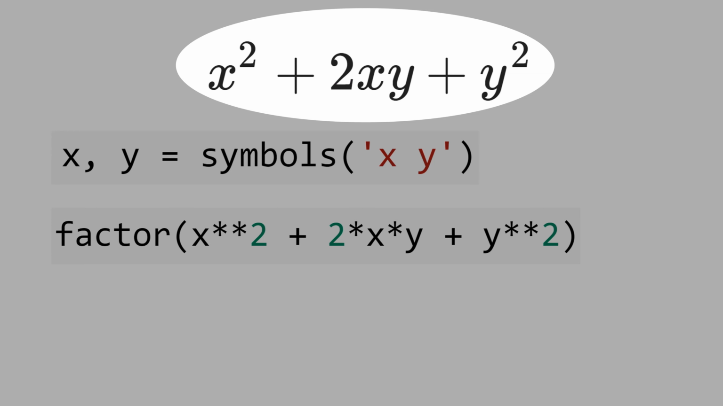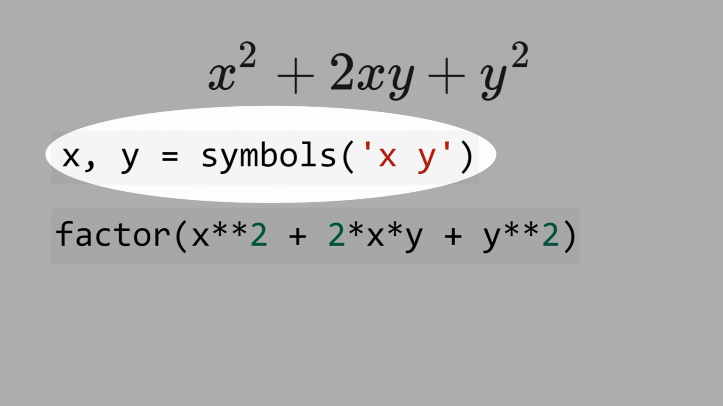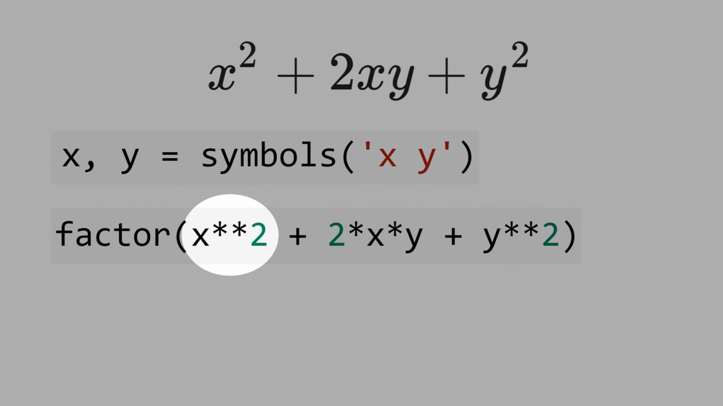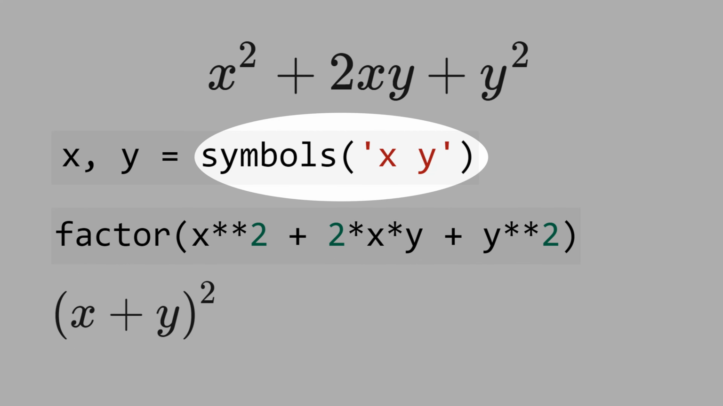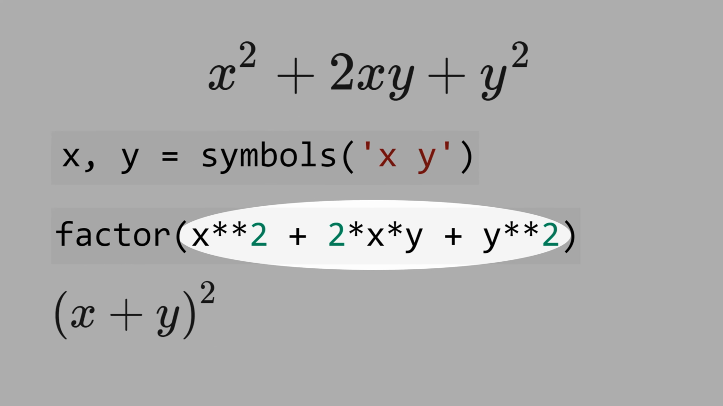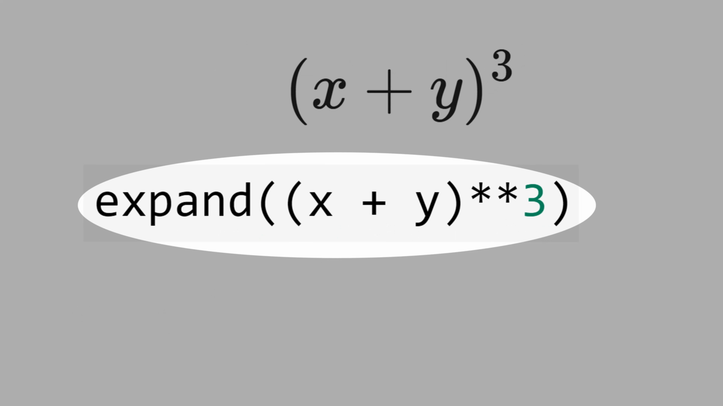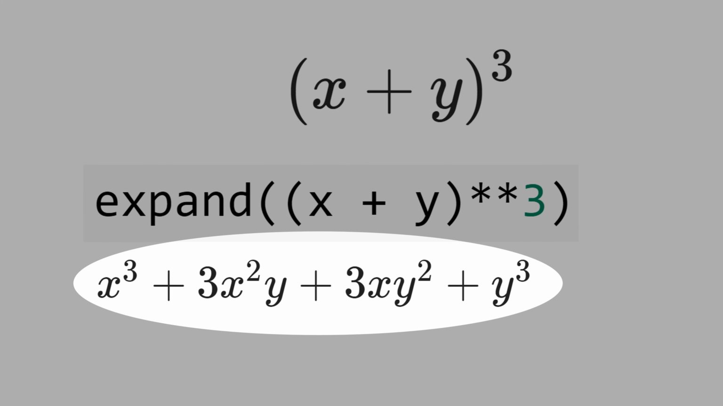Now suppose that you want to factor this expression here. First you have to declare x and y as symbols. Then factor x power 2, 2 times x times y, and y power 2. And this is the result. Note that you must declare x and y as symbols. Otherwise you cannot do symbolic computation here. Now let's expand this (x plus y) power 3. And this is the result.